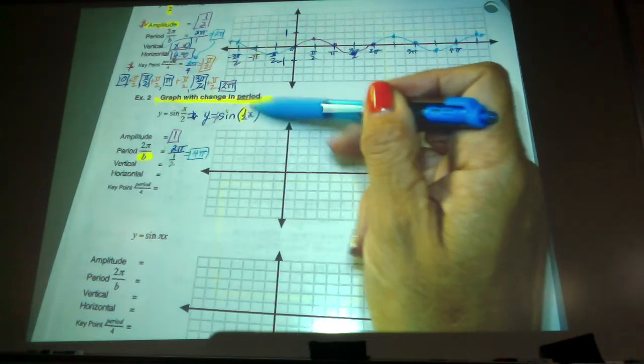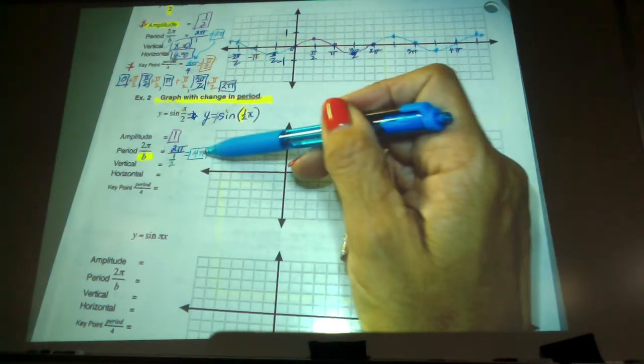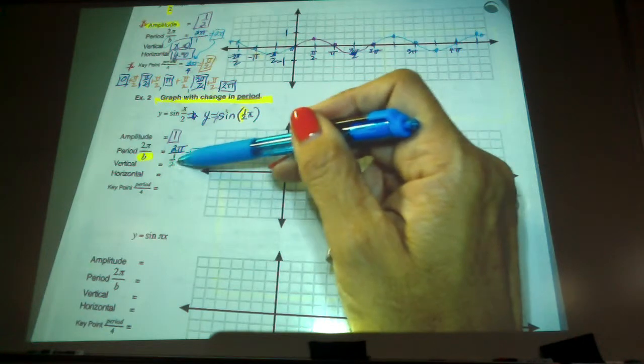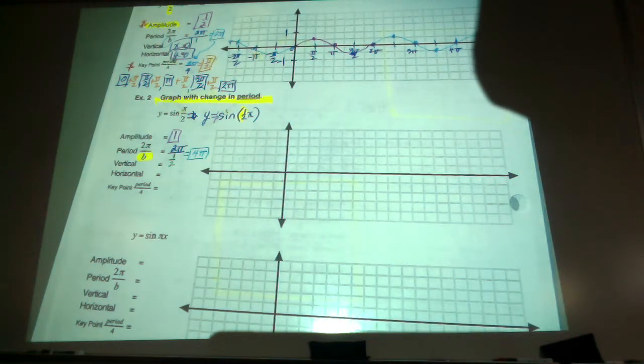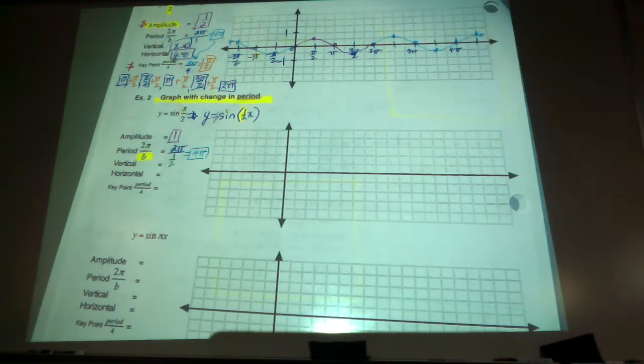Whereas if this is a whole number greater than 1, it's going to shorten this because we're going to divide 2 pi by a whole number. It's going to make it smaller. So we actually get a horizontal stretch here, don't we?